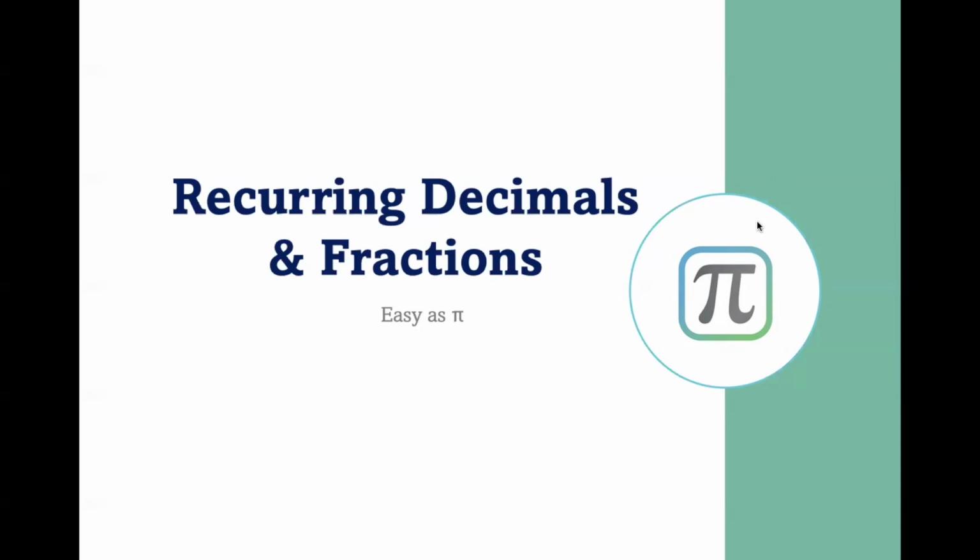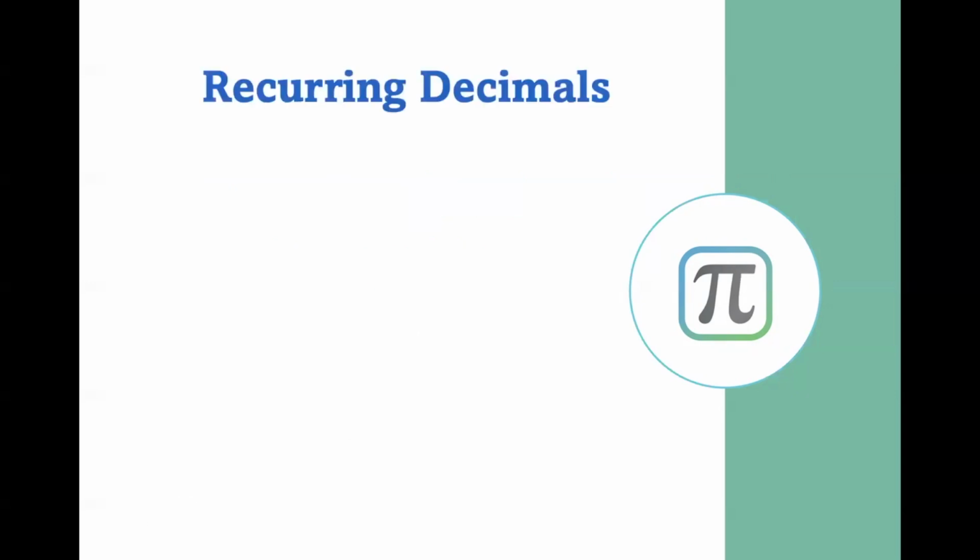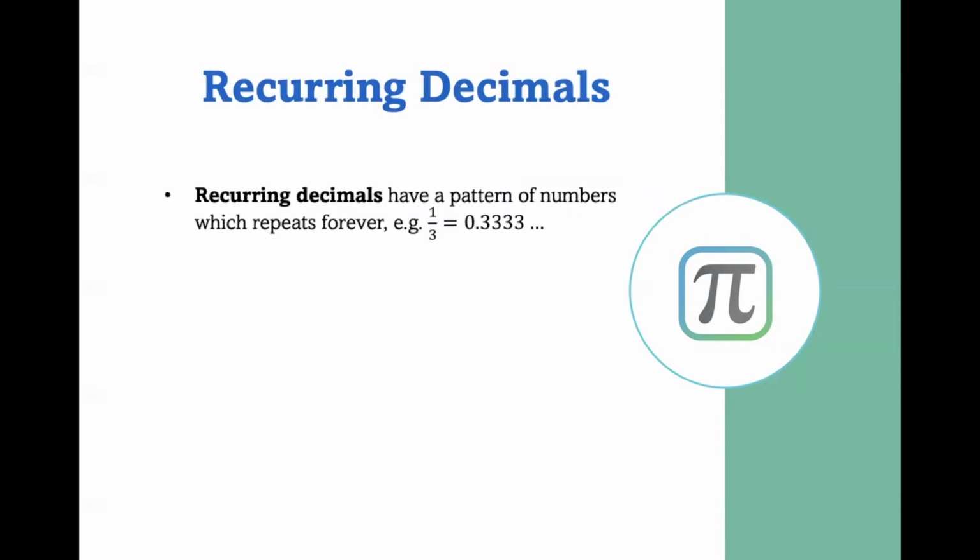So today we're looking at decimals and fractions, but particularly recurring decimals, as they are a little bit more difficult. Just to recap then, some concepts on recurring decimals. These are decimals that have a pattern of numbers which repeat forever. So for example, 1/3 would be 0.333333, etc. That's quite a straightforward repeating pattern of numbers.